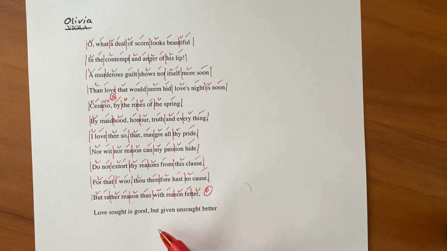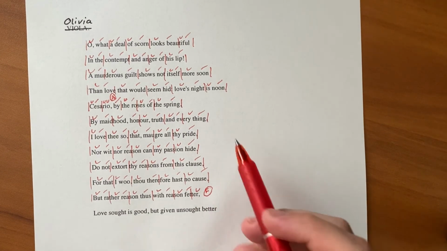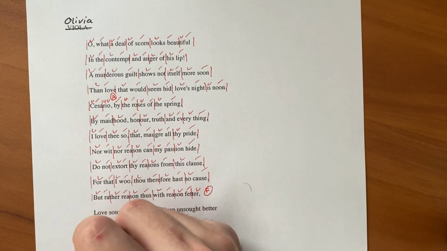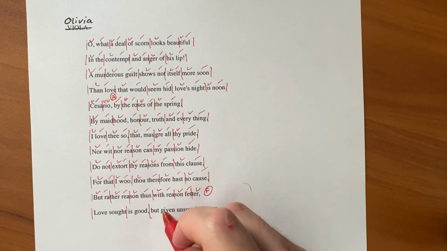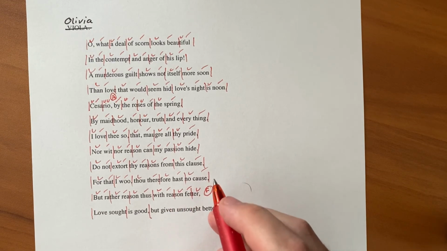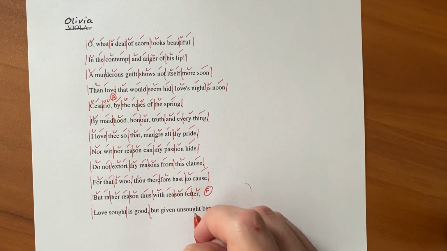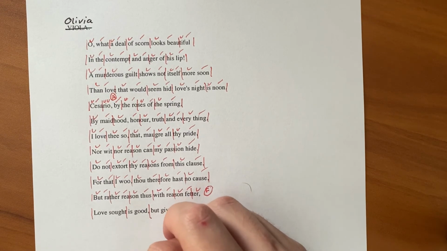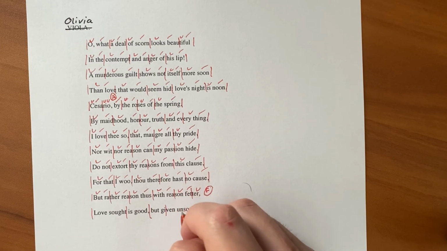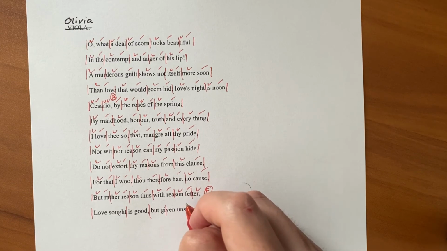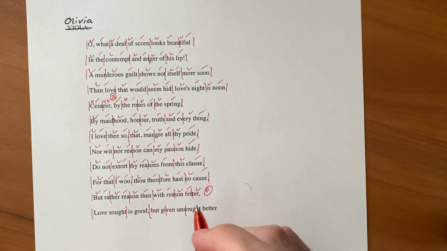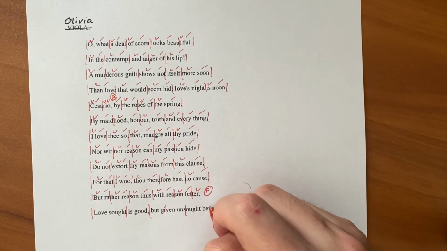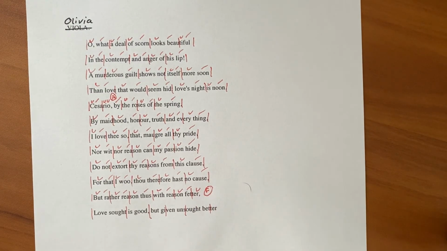Love sought is good, but given unsought better. So let's mark out the syllables here. Love sought is good, but given, better. Another feminine ending at the end of this. Let's see if we can fix this.